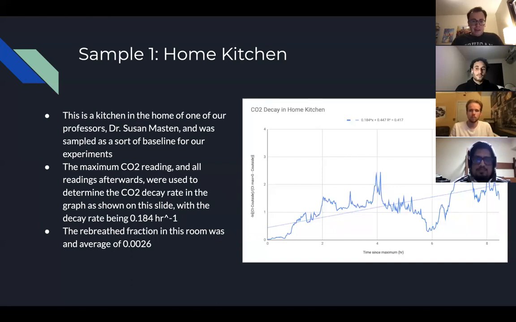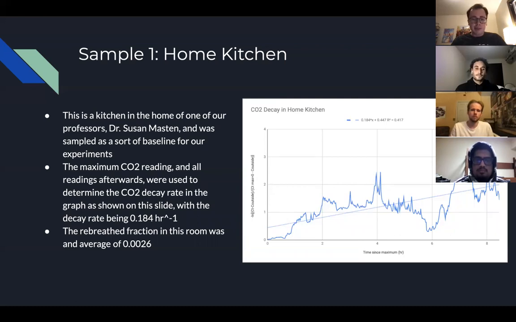In analyzing that, I guess this is a great time to explain what we did with the data. Out of all the readings, we found the maximum CO2 reading in parts per million, and then took all the data points after that and plugged them into an equation, which we can provide you at a later date if you're interested. Using that, we were able to find the time since the maximum, and then using the equation, we found the decay rate of CO2 in the room.